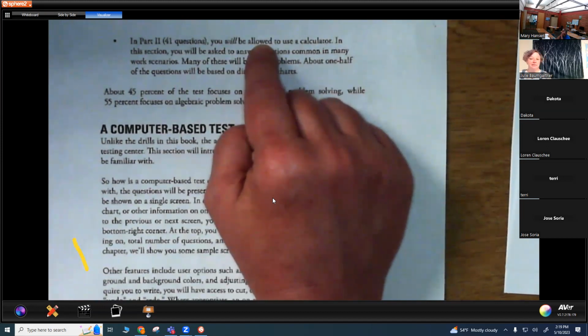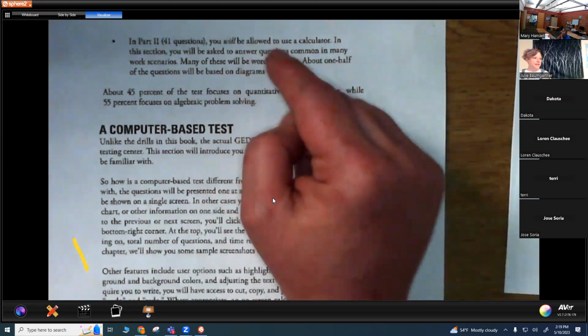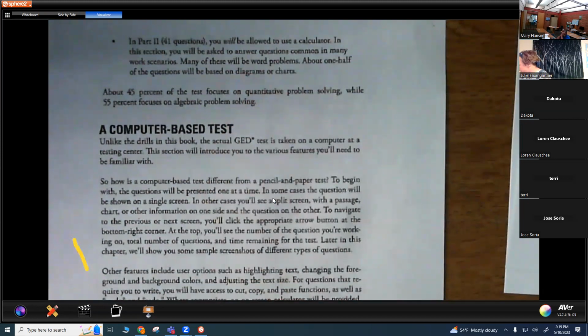Probably not, we'll see. But we're going to look at some strategies to hopefully say the calculator is a tool, one resource I have to help me on my test, but hopefully it's not our crutch, which you understand. And I wouldn't judge you.